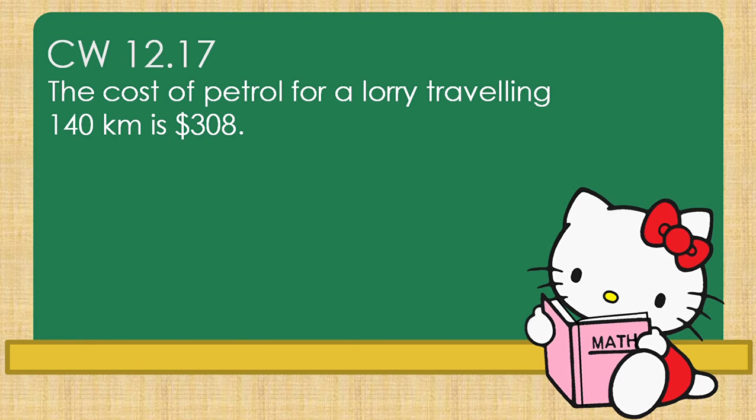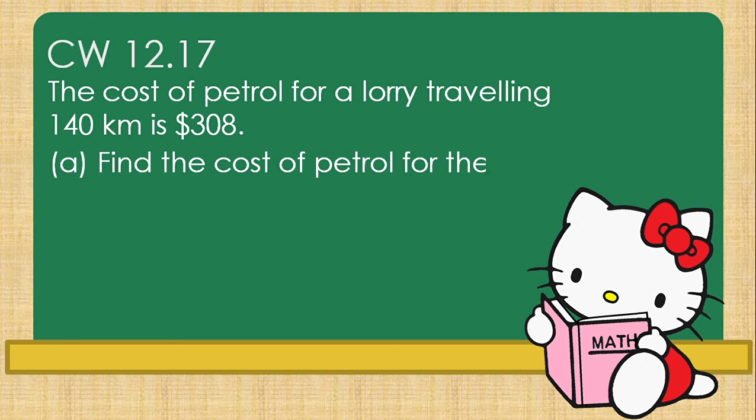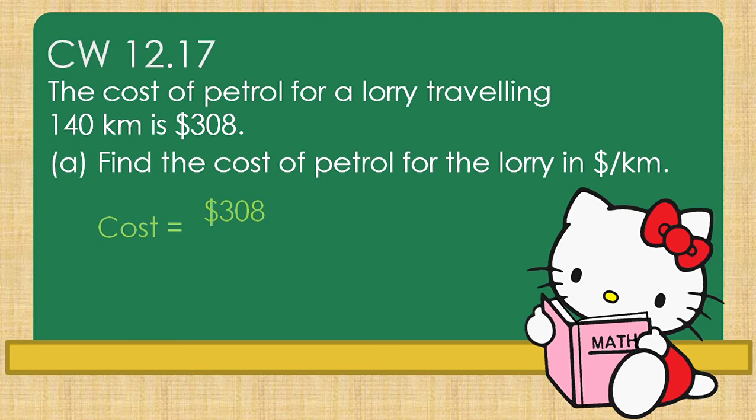Well, classwork 12.17. In this part, we have to find out the cost of petrol for the lorry in dollar per km. In this case, we can use the unit to help us to find out which two quantities we should use. Since it should be $ sign over km as unit, so we use the price over the distance in order to get the cost, which should be $2.2 per km.